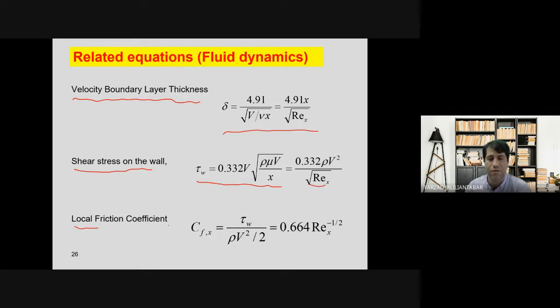Local friction coefficient, or CF. CF is the friction coefficient, and x means local, for each x. It is equal to tau W, the shear stress on the wall, divided by rho V power 2 divided by 2. If we substitute tau W from here in this equation, we can find the local friction coefficient based on only Reynolds number. So if we have the local Reynolds number, simply we can calculate the local friction coefficient.